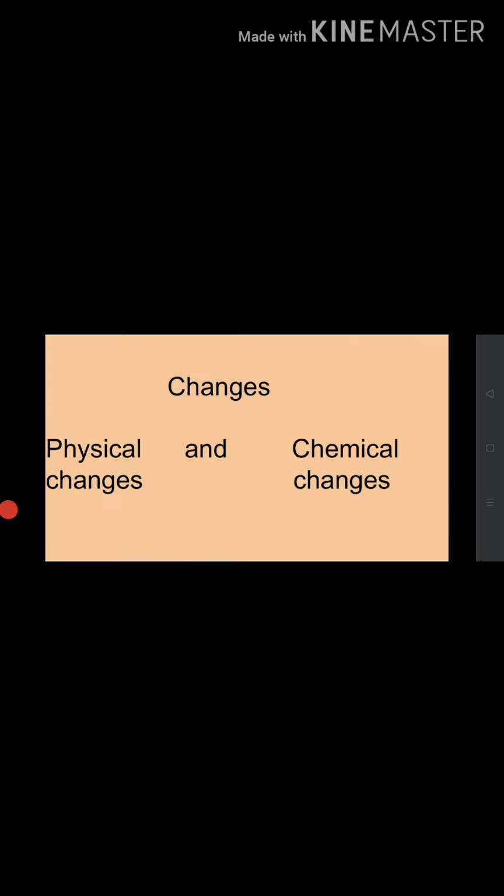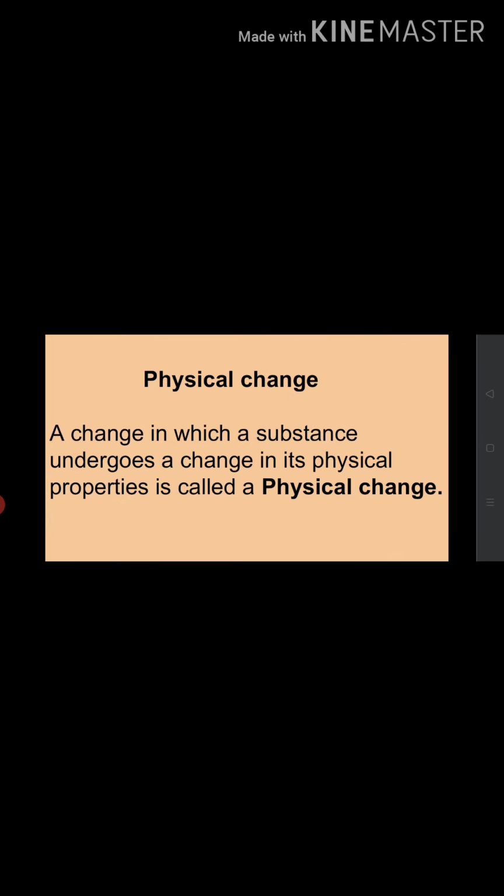Changes are of two types. They are physical changes and chemical changes. Physical change is a change in which a substance undergoes a change in its physical properties. Then what are physical properties?